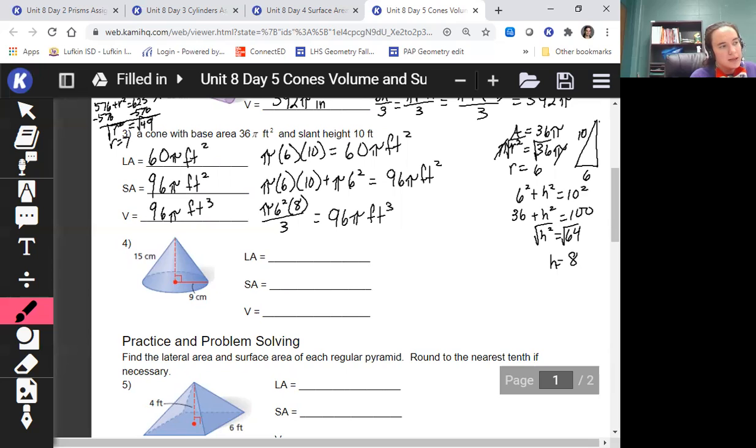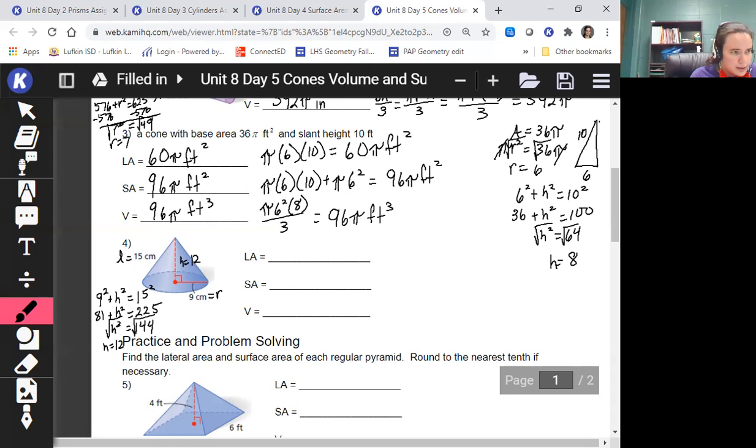And then our last one on the guided practice, we know our slant height is 15. We know our radius is 9, so we need to find our height. Again, we're going to use Pythagorean theorem. So we've got 9 squared plus our height squared equaling 15 squared. 9 squared is 81 plus our height squared equals 225. Subtract 81 from both sides, and you get 144, and the square root of that is 12. So our height is 12.